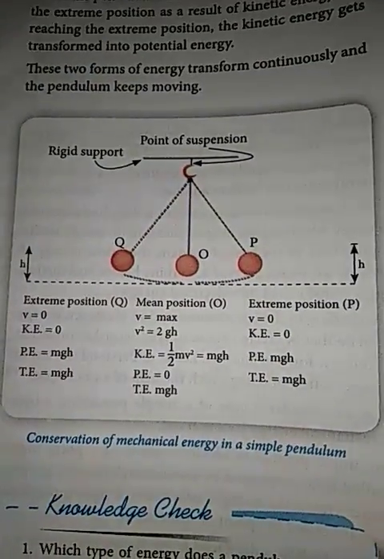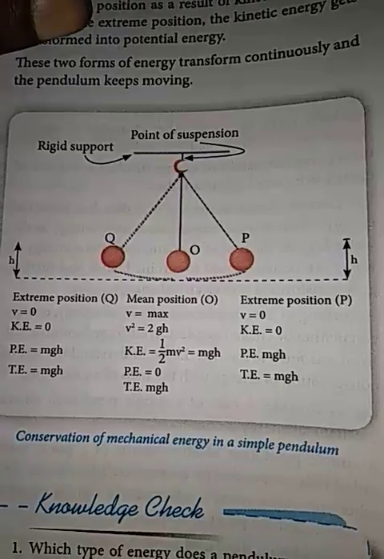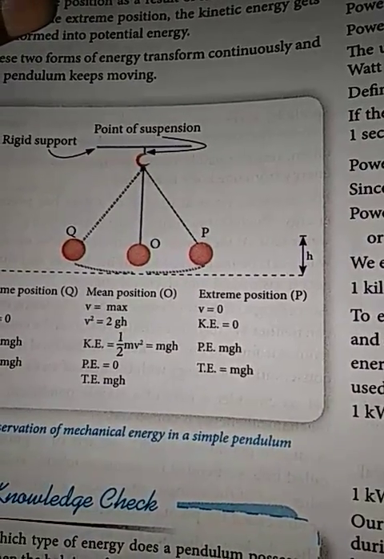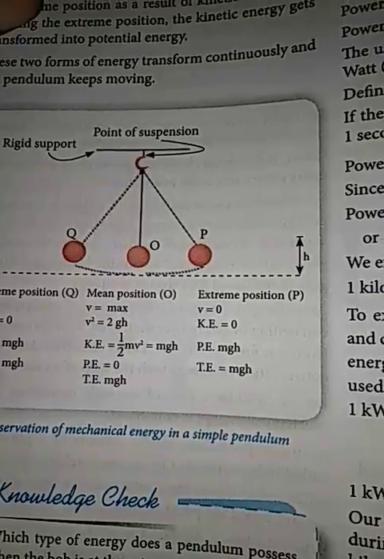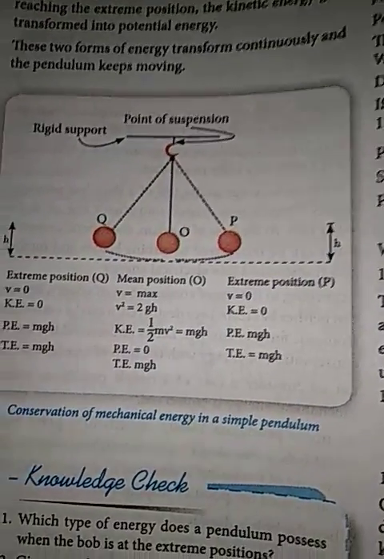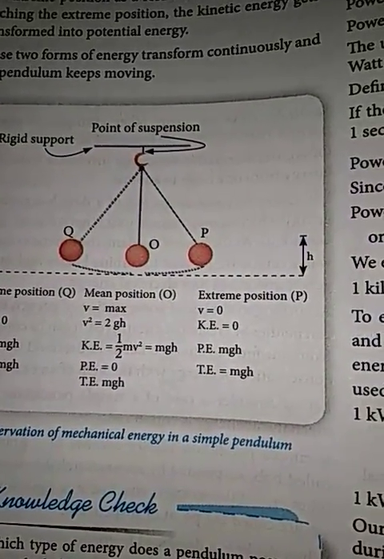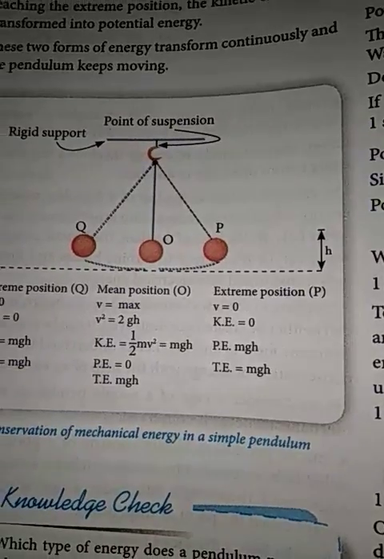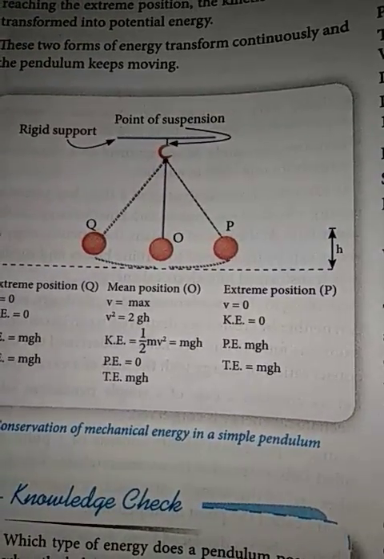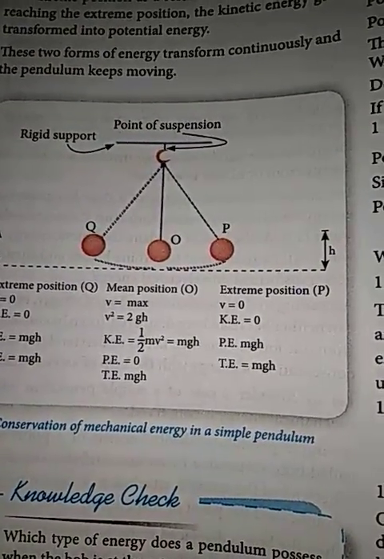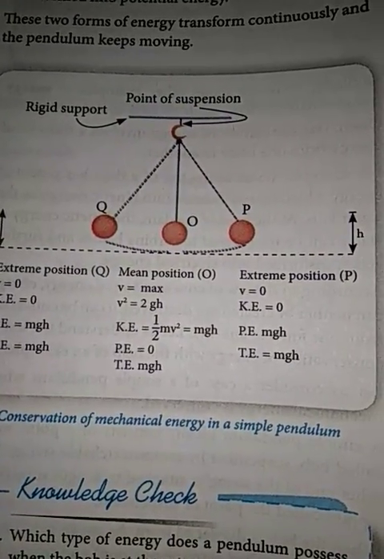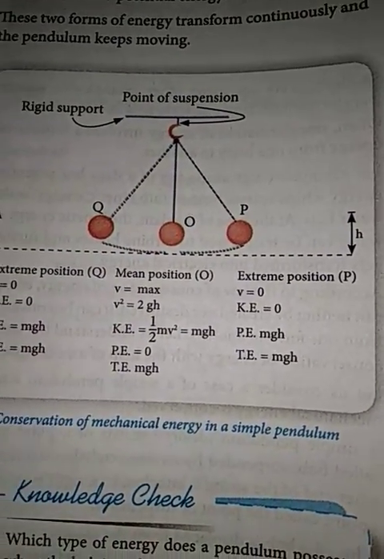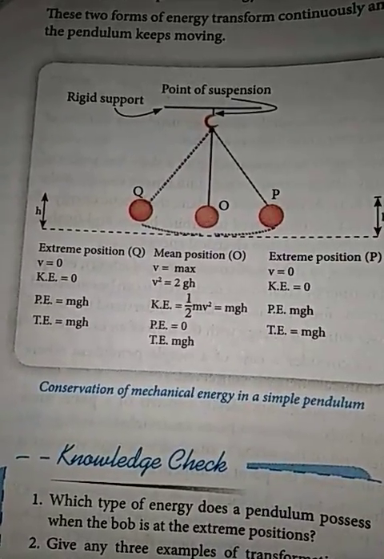Hence, v square is equal to 2gh, which we get from the equation of motion. So kinetic energy, half mv square, is equal to mgh. Since at the mean position its height is 0, potential energy is equal to 0. So the total energy is equal to mgh.